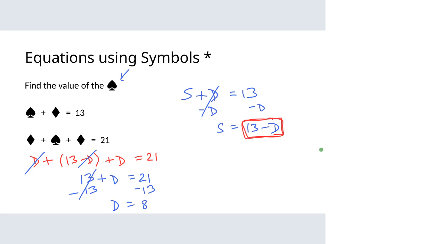And so we want to make sure we're answering the question that they asked us. So I'll go back and say, there's a couple of different ways you can find out what the value of the spade is. You could go right back here and just plug in and have spade plus 8 is 13 to get to spade equals 5. Or you could use this over here that you came up with. Spade is 13 minus diamond, so that'll be 13 minus 8, so that's 5. One way or the other, you can get yourself to the fact that the value of the spade is 5.